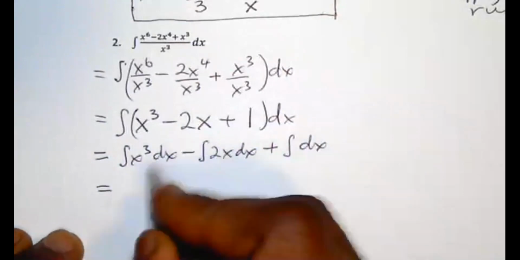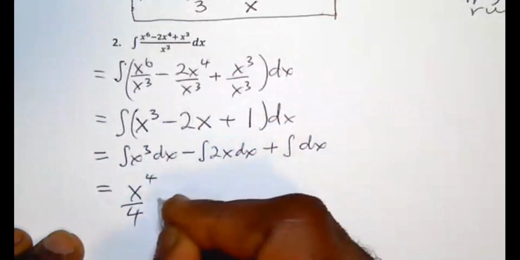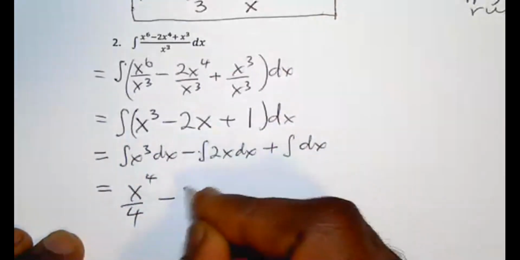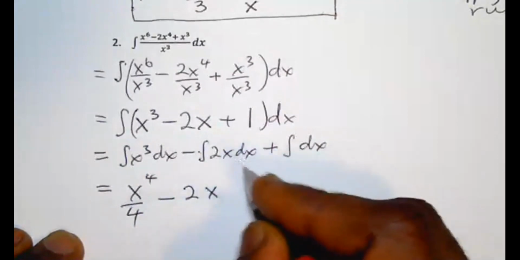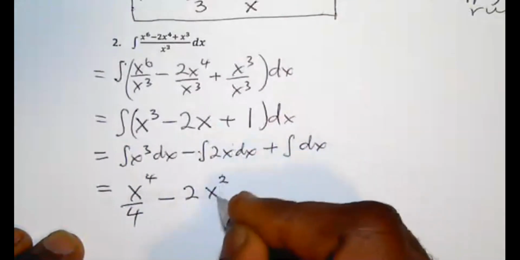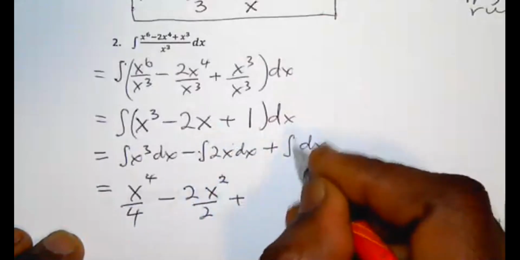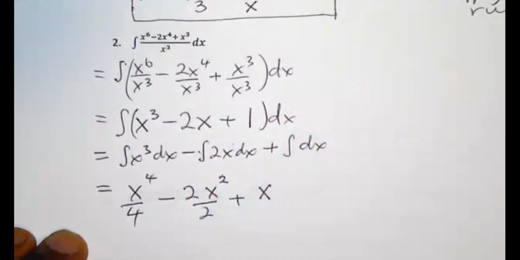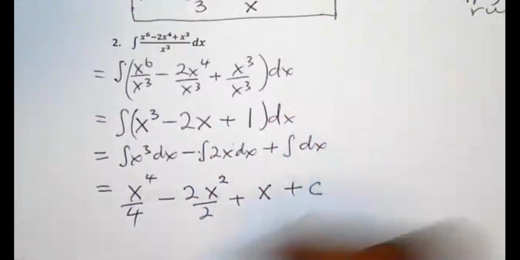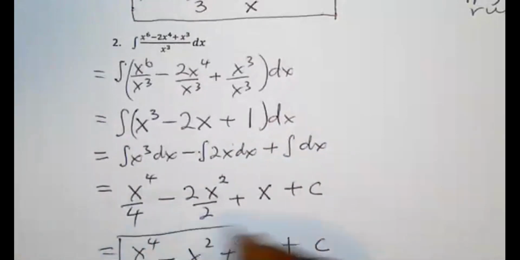the same as writing x to the power, add 1 to the exponent, so that's x to the power 4 over 4, minus 2 can come out, so 2 out, and the integral of x dx, that will be x raised to the power 1, so plus 1 gives us 2, and divide by 2, then plus integral of 1, constant, is just x, the variable comes back, plus c. If we simplify this, then we have x to the power 4 minus x squared plus x plus c. And then you have your answer.